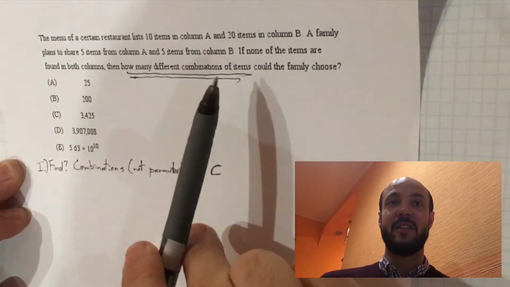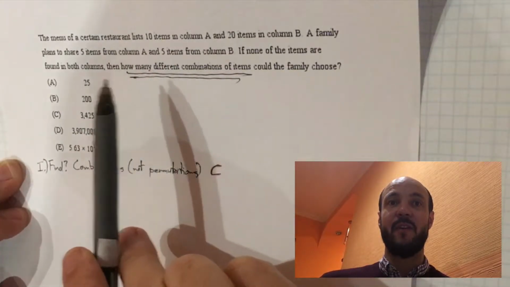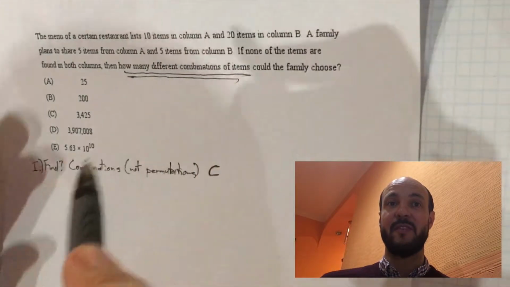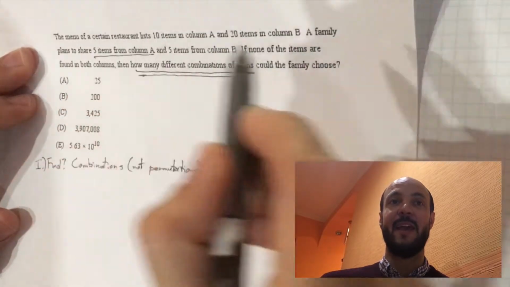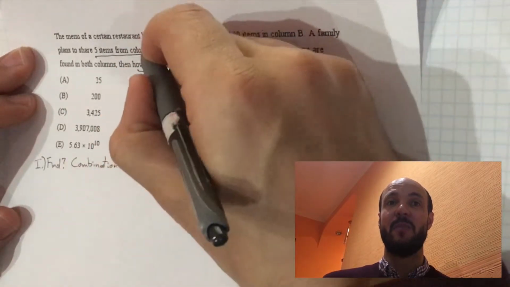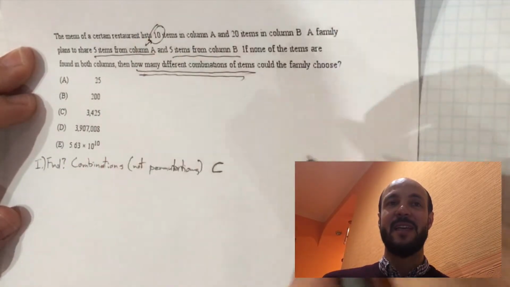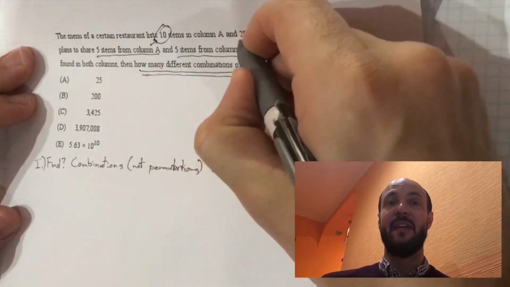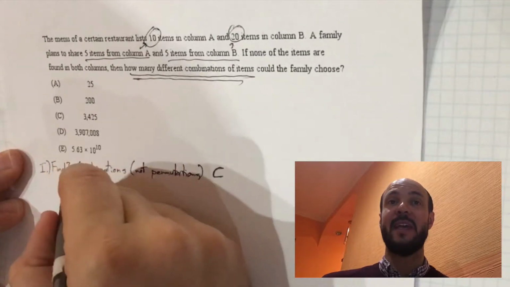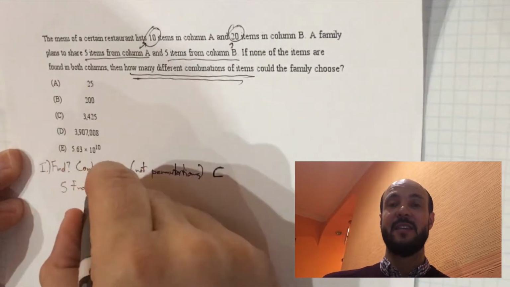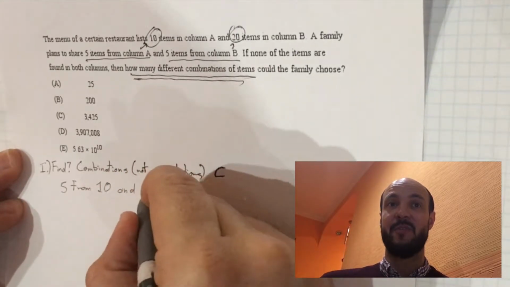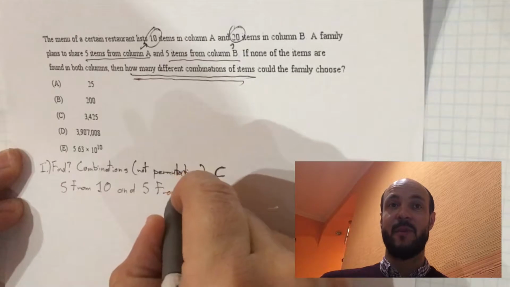What are we looking for combinations of? We're looking for 5 items from column A and 5 items from column B, a total of 10 items. We need to think about what we are picking these 5 items from. In column A there are 10 items, and in column B there are 20 items. So we're picking 5 items out of 10, and also 5 items out of 20. It's very important we identify that that's "and" not "or". We're picking 5 items from 10 and 5 items from 20.